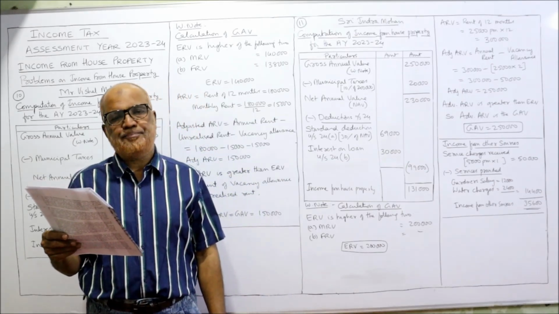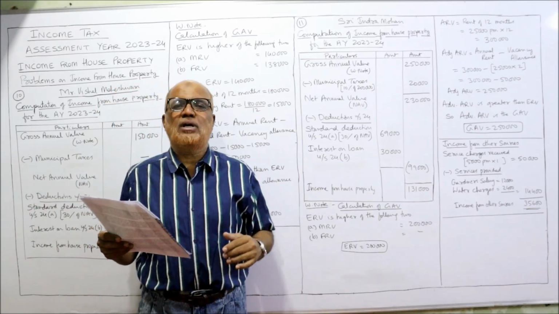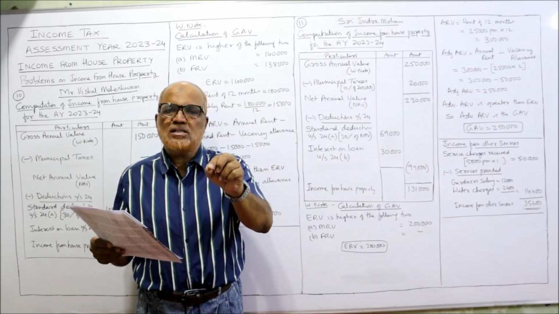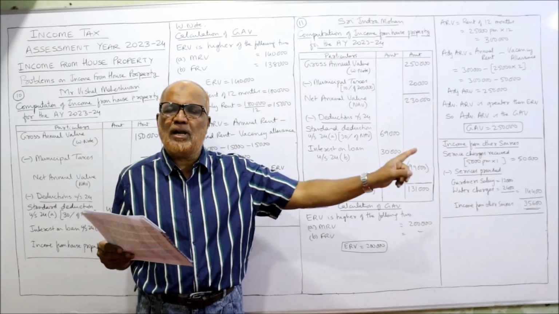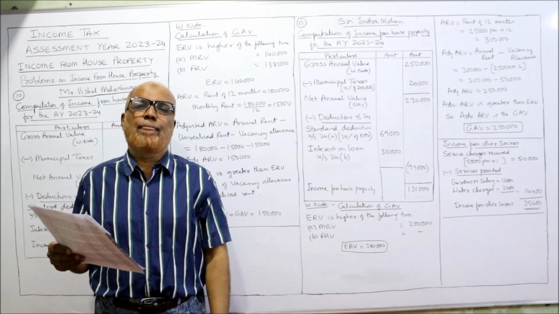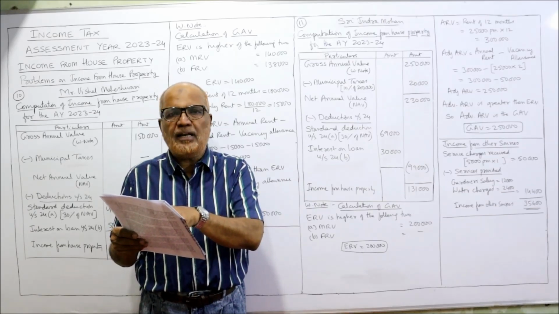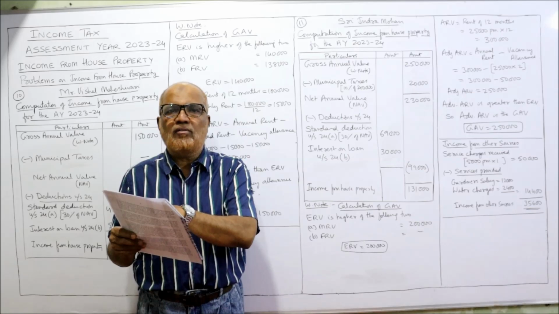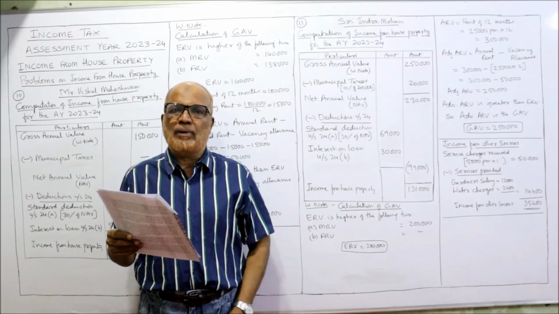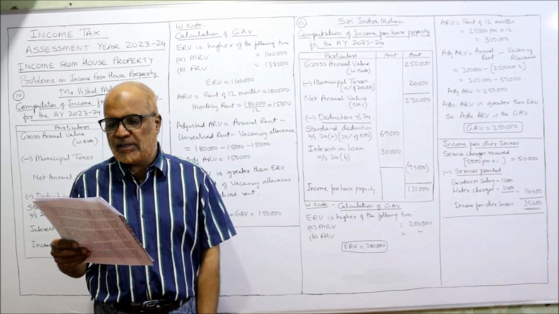Then the owner paid the following facilities: gardener's salary 12,000 to maintain the lawns, and water charges 2,400. The owner of the house is providing some services to the tenant and charging some service charges. So these service charges received from the tenant are taxable under income from other sources, and the cost of facilities provided will be deducted. The facilities provided are 12,000 for maintaining the lawns and 2,400 of water charges. So what we'll do? 5,000 into 12 months. So we'll see how many months the house is given on rent.